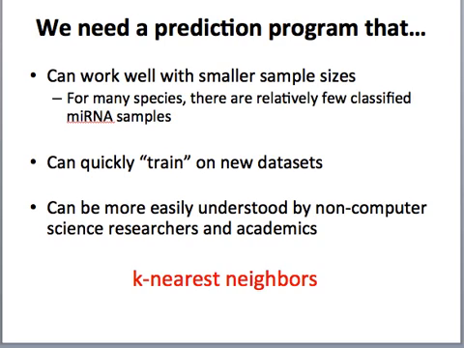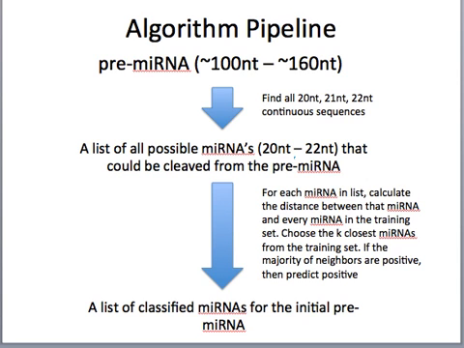We also need something that can quickly train on new data sets. In the lab, they're constantly comparing and trying to better classify using combinations of data sets, so we need something that doesn't take a lot of time to train on each one. We also need something that can be easily understood by non-computer science researchers and academics so that they can go into the code and change it themselves. I ended up choosing k-nearest neighbors.